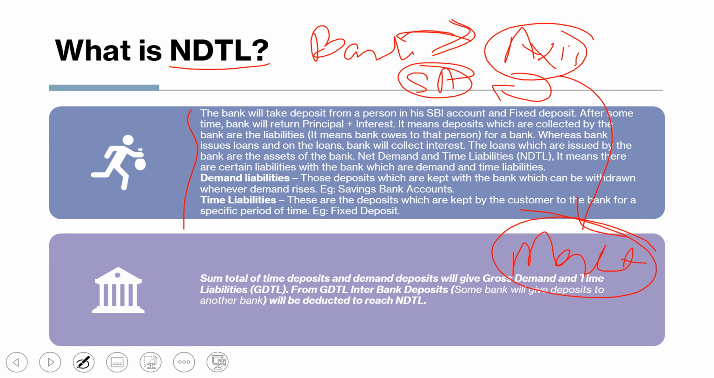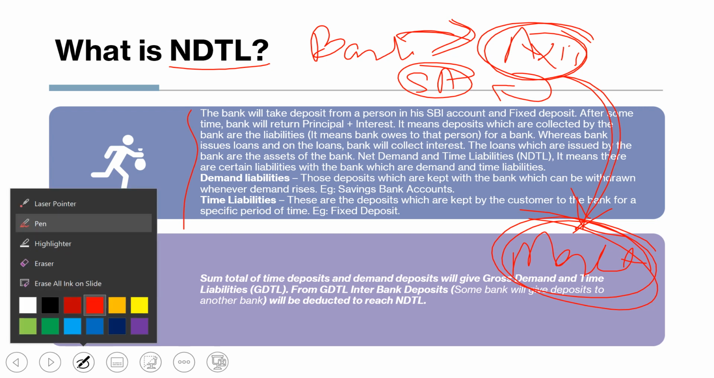That interest is low, but the bank pays some interest on savings accounts. Similarly, when the bank lends your money in the market, the bank also charges some interest. NDTL is based on this, net demand and time liabilities. So what is it? We will see.